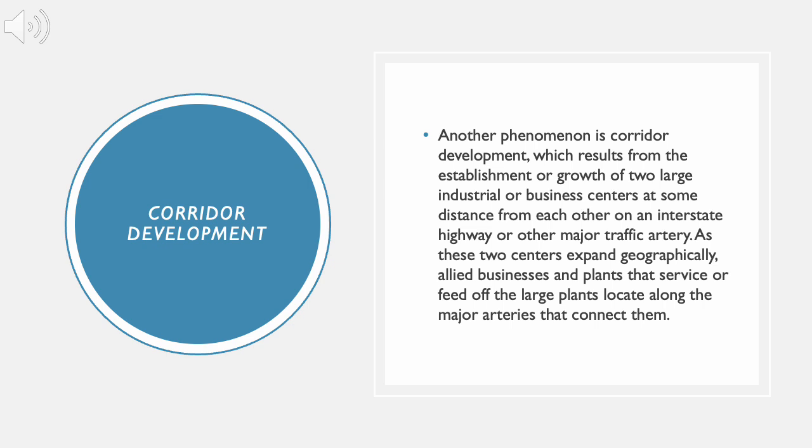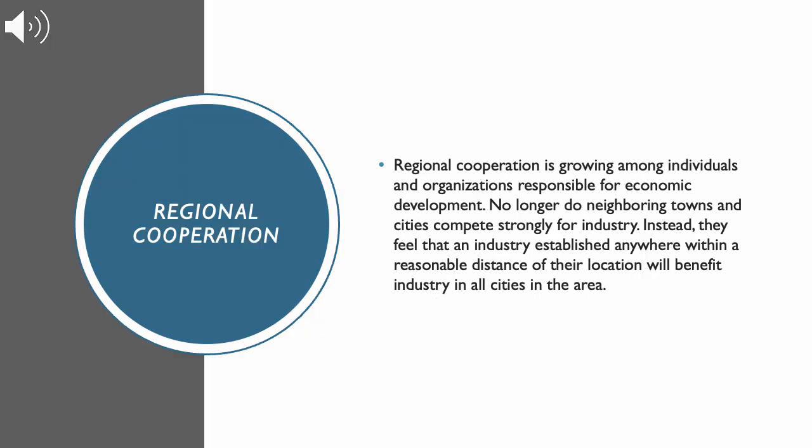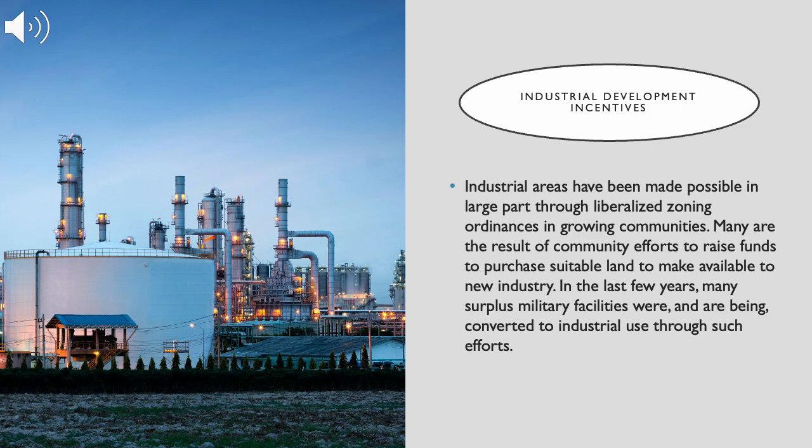Another phenomenon is corridor development, which results from the establishment or growth of two large industrial or business centers at some distance from each other on an interstate highway or other major traffic artery. As these two centers expand geographically, allied businesses and plants that service or feed off the large plants locate along the major arteries that connect them. Regional cooperation. Regional cooperation is growing among individuals and organizations responsible for economic development. No longer do neighboring towns and cities compete strongly for industry. Instead, they feel that an industry established anywhere within a reasonable distance of their location will benefit industry in all cities in the area. Industrial development incentives.